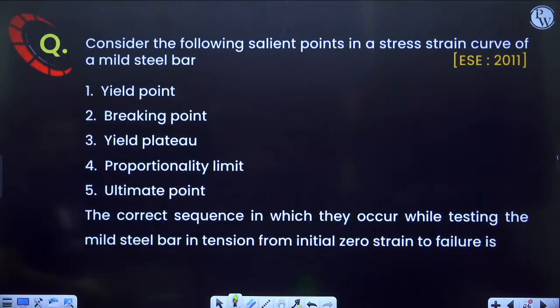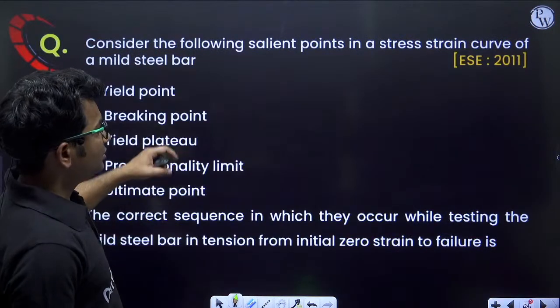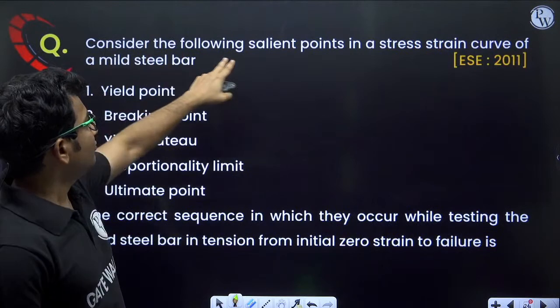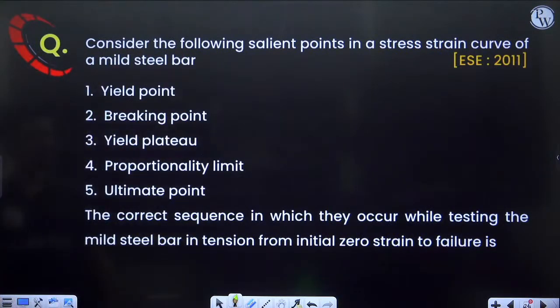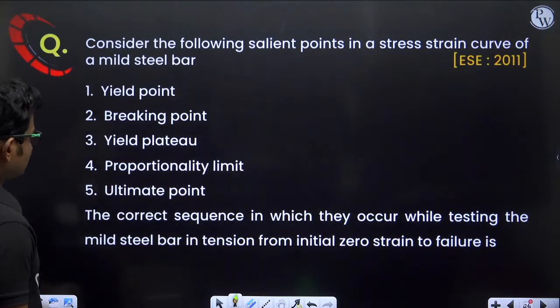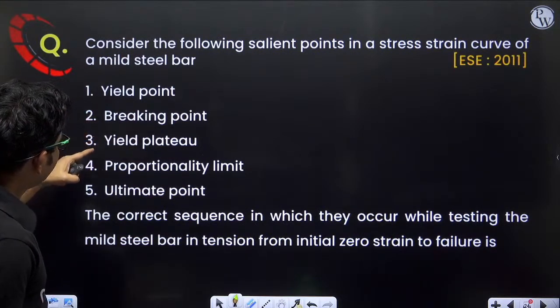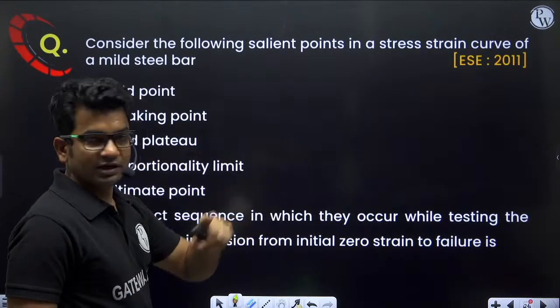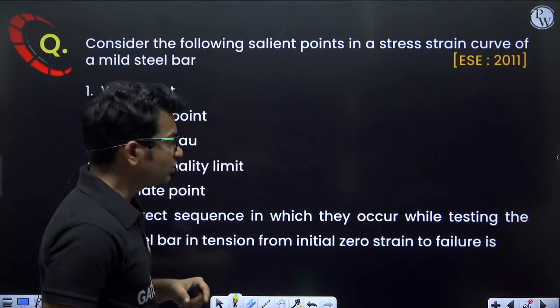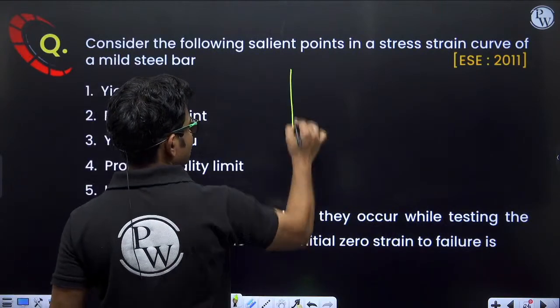Let's move on to the next question. Next question, very easy question. Consider the following salient points in a stress strain curve of a mild steel bar: yield point, breaking point, yield plateau, proportionality limit, ultimate point. We have to find the correct sequence in which they occur. So let us see what the correct sequence is.